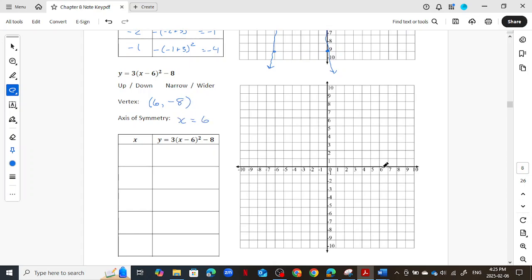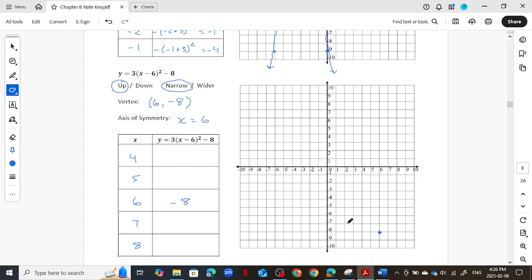And I like to plot it. So I've got a vertex at 6, negative 8. And then that goes to the middle of my table of values. And then I can go 2 down from there, and I can go 2 up from there. Unless you understand that because the a value is 3, this graph is going to open up because it's positive, and it's going to be narrower.